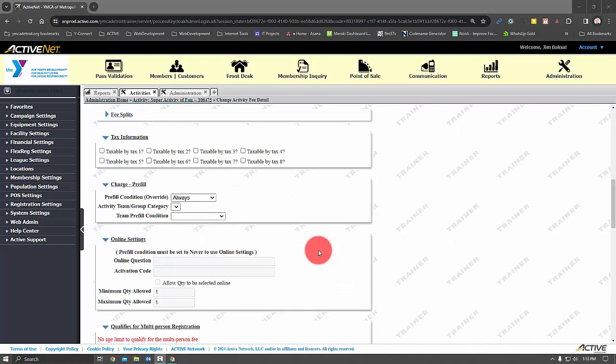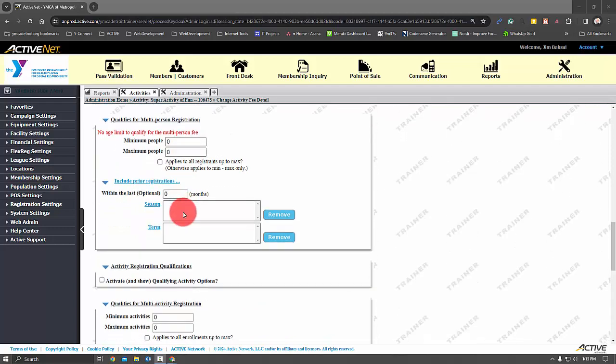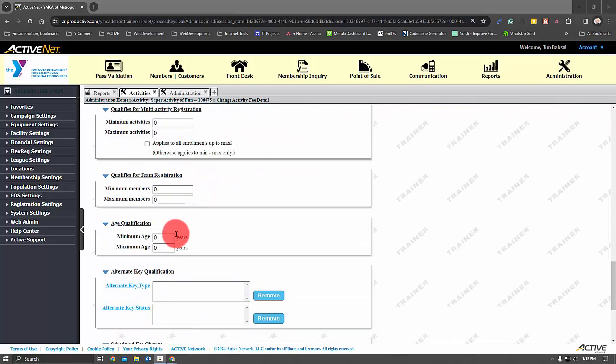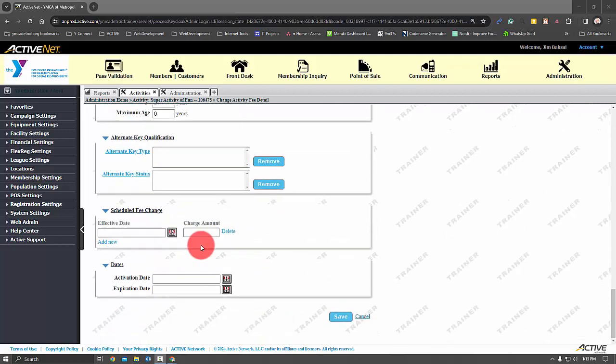So we'll scroll down a little bit more. This is our member fee. We're going to leave this as always. Scroll down a little bit more. If we wanted to do multi-person registration, that's where we would do down here, but those are for discounts. So we're going to hold off on that for now. Age qualifiers, team registrations. Again, these are all advanced fee features, as well as key types and activation dates.